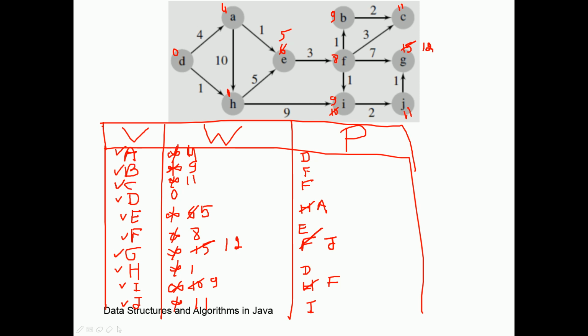So I'm going to go to C. Before C, it's F, and then before F, it's E. Before E, it's A, and before A, it's D. And D doesn't have a predecessor, because that is where we start. So we end up going from D, A, E, F, C, with a total cost of 11.